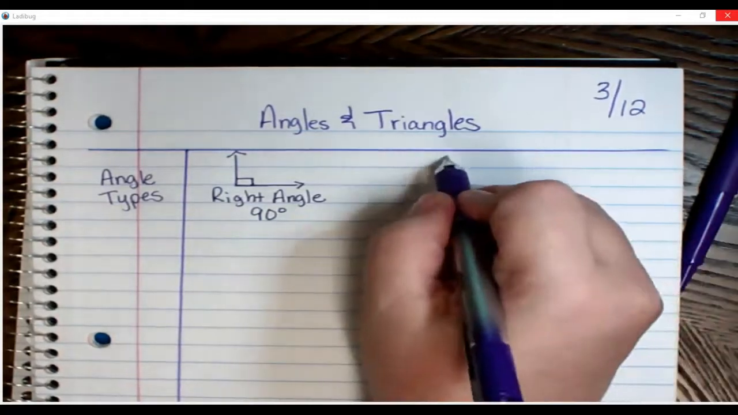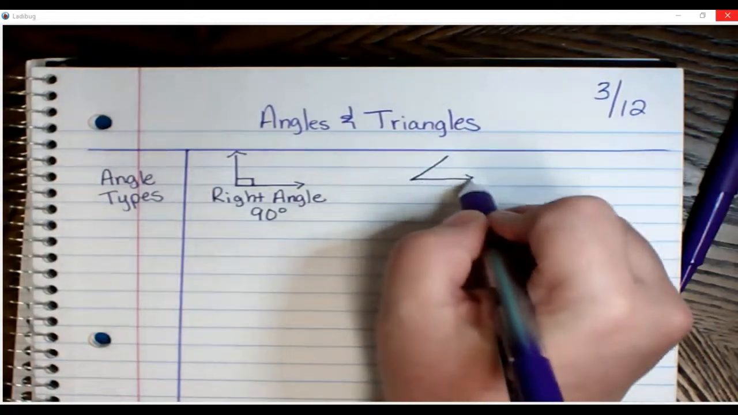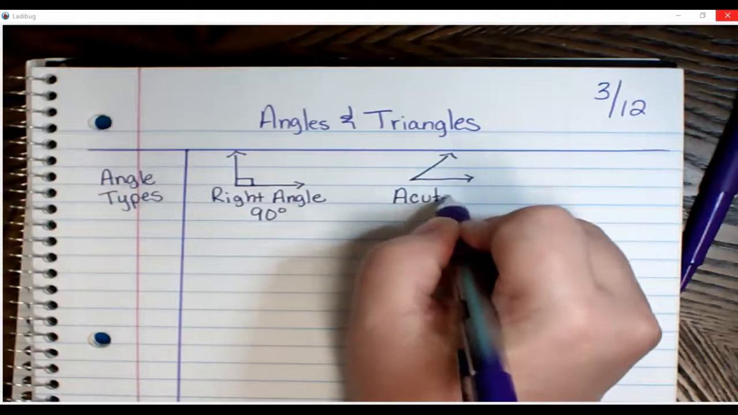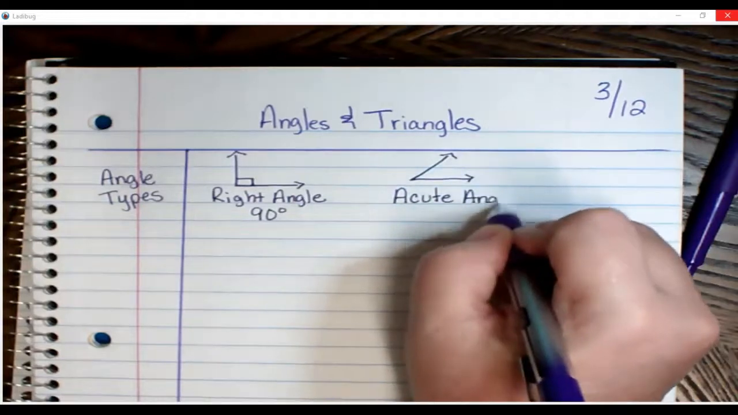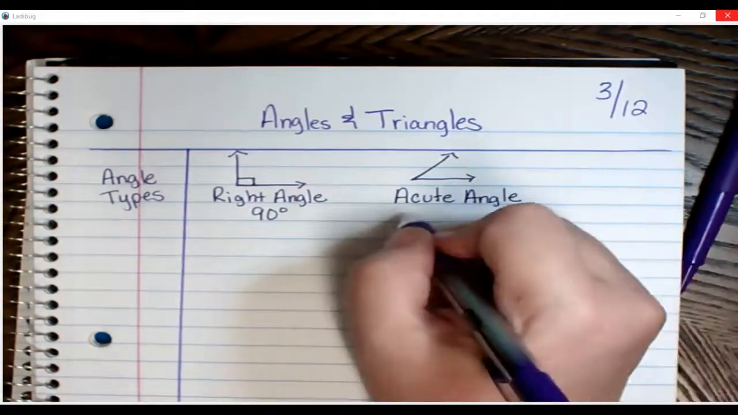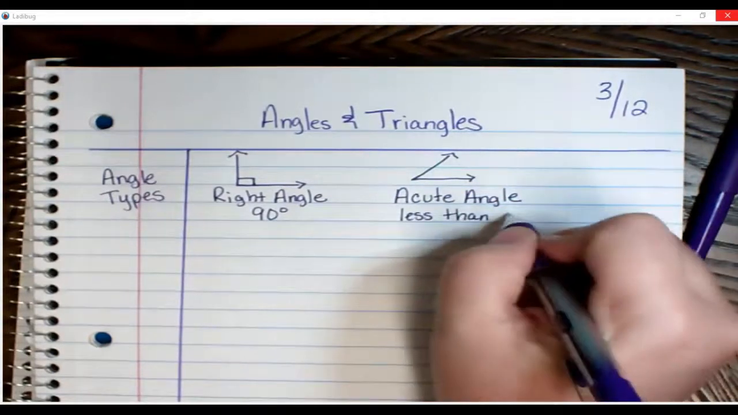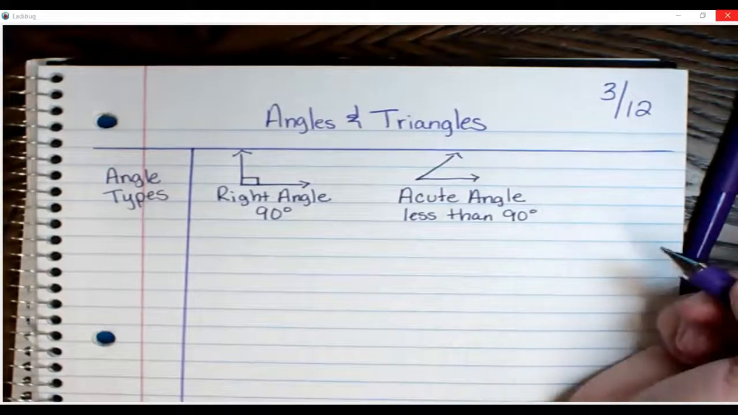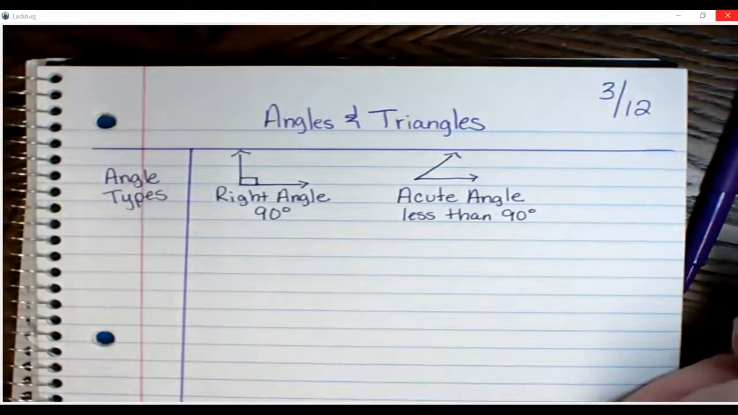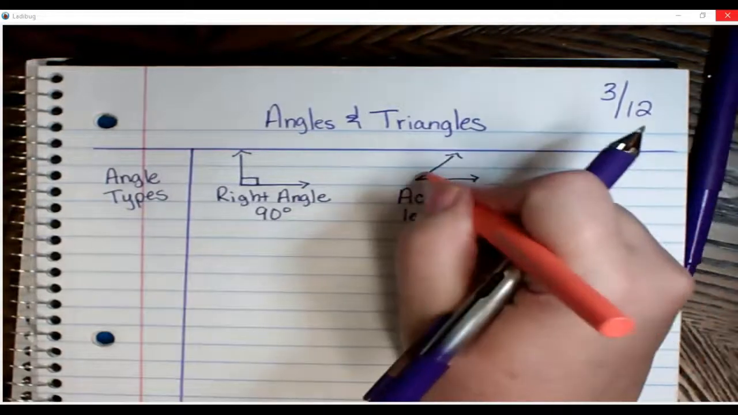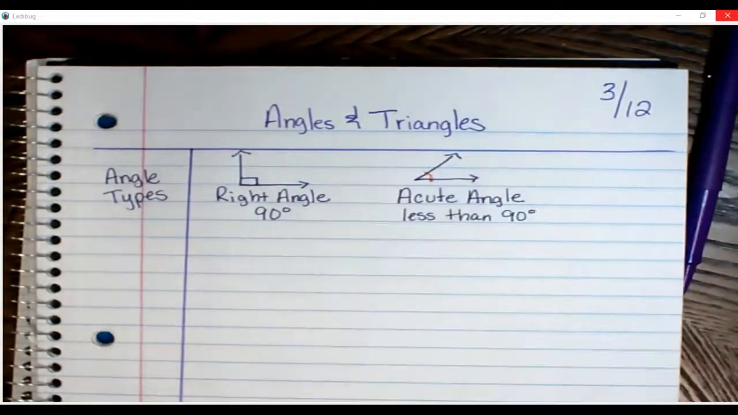All right, this angle is called an acute angle. An acute angle measures less than 90 degrees. It's a cute little angle. So this angle measure right there is less than 90 degrees.